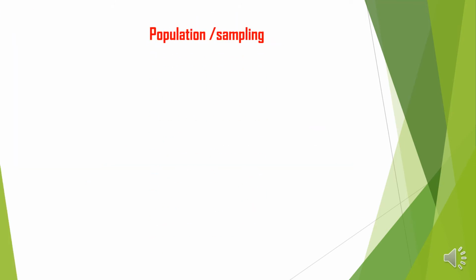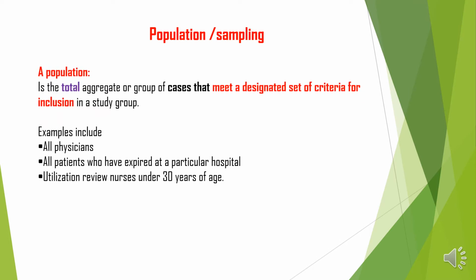We're talking today about sampling and population. So what's population? Population is the total aggregate or group of cases that meet a designated set of criteria for inclusion in a study group. So the population is the total population I want to study. Example of total population: all physicians. I'm going to study what the physicians are doing inside a healthcare facility. So the physicians are our main total population.